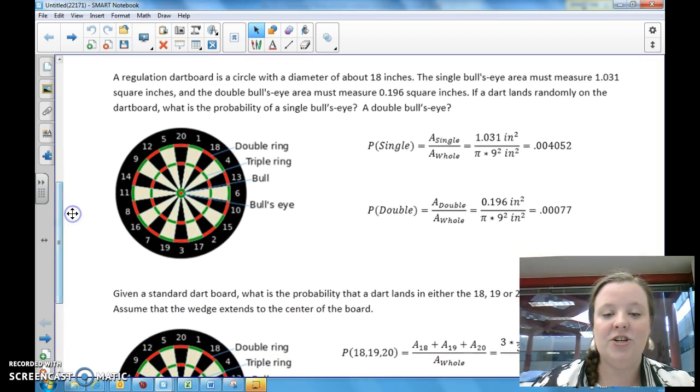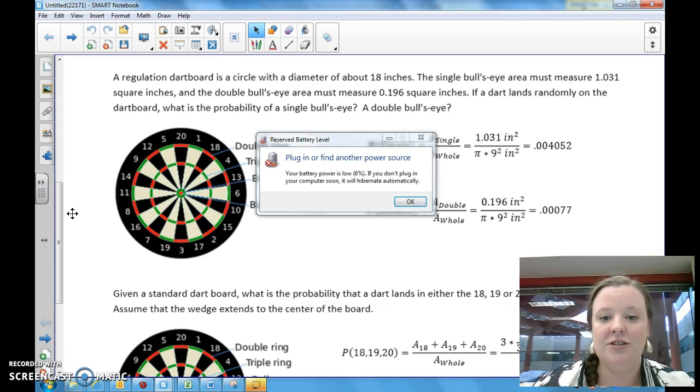All right, next question has to do with the dartboard. We have a regulation dartboard, 18 inches across. They go ahead and give me the area of the bullseye for both a single bullseye and a double bullseye. It makes my life so much easier.